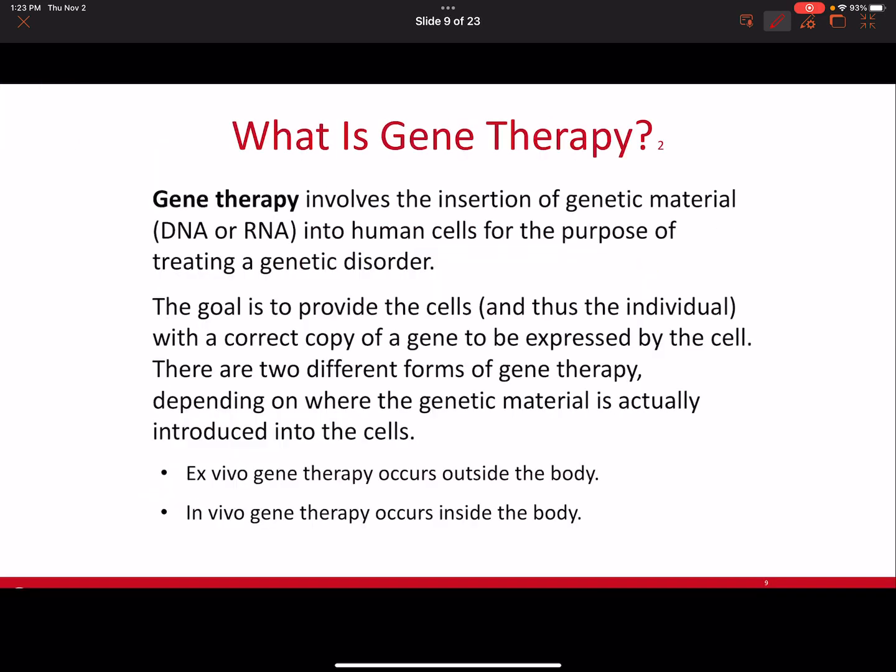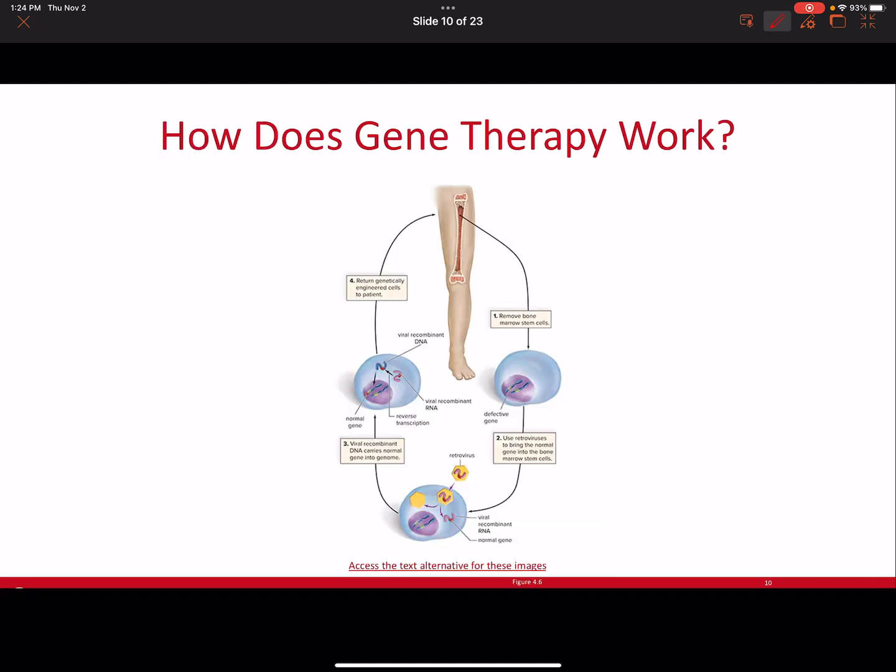So what is gene therapy? Gene therapy involves the insertion of genetic material into human cells for the purpose of treating a genetic disorder. The goal here is to take a gene, like the gene for sickle cell anemia, and replace it with a gene that does not have the nucleotide sequence that causes hemoglobin to sickle. So you would take a gene that causes sickle cell, and then replace it with a gene that does not do that. We can see here the process of that.